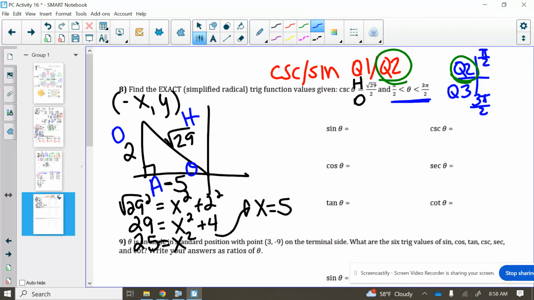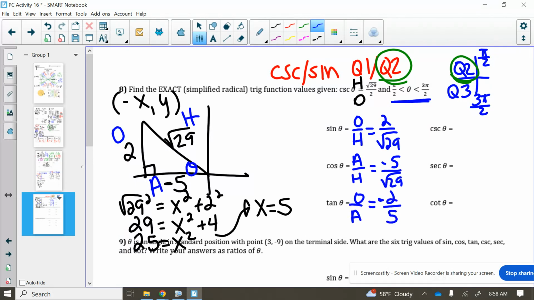And then from here, we again are just setting up our trig functions. So sine is opposite over hypotenuse, so 2 over square root 29. Cosine is adjacent over hypotenuse, so negative 5 over square root 29. And then tangent, opposite over adjacent, so 2 over negative 5. Again, we tend to like to write the negative out front.